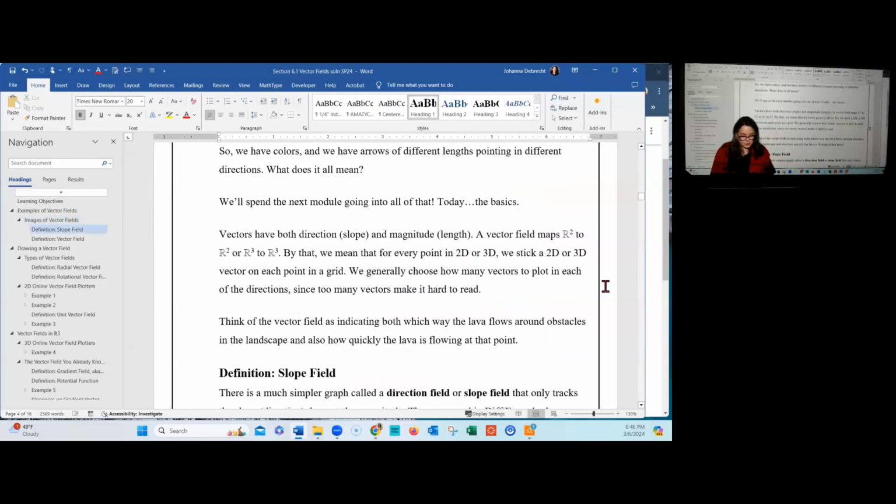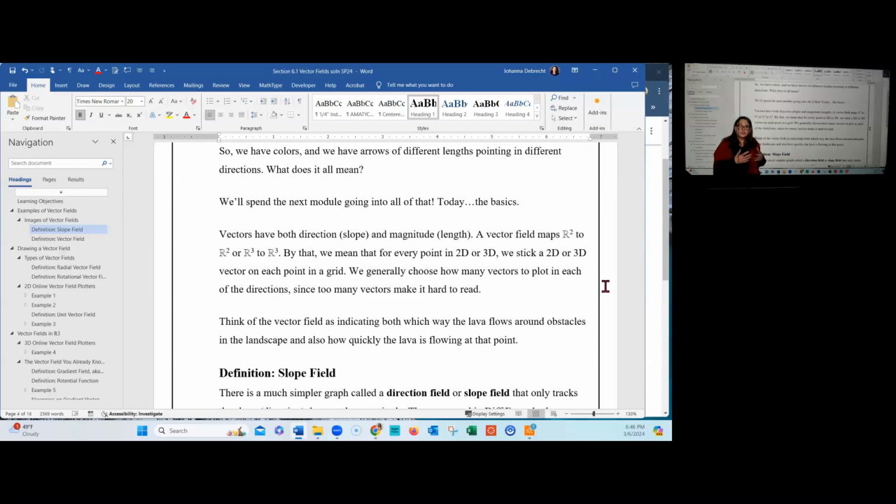What we're going to do is talk about what a vector field is and how you produce one. Vector fields really map something in R2 to something else in R2. A vector is a two-dimensional thing if you're going to graph it on a 2D graph, or you can graph from R3 to R3 using a three-dimensional vector.